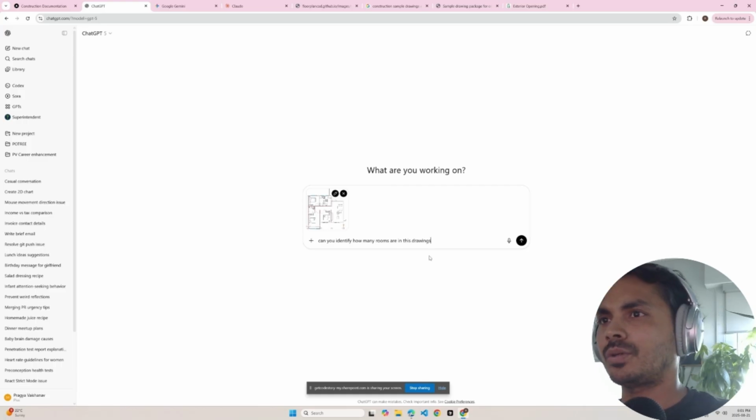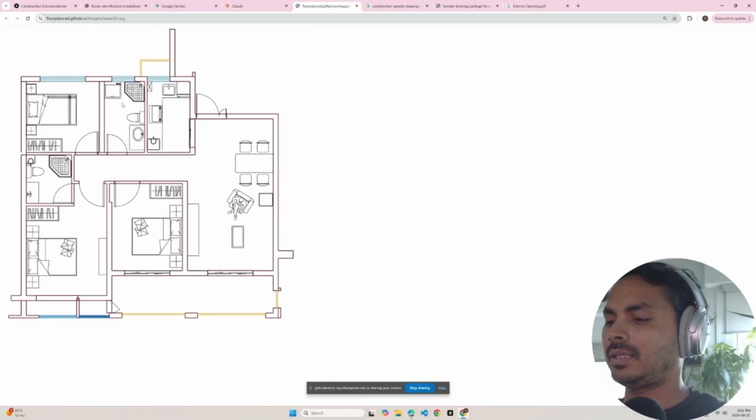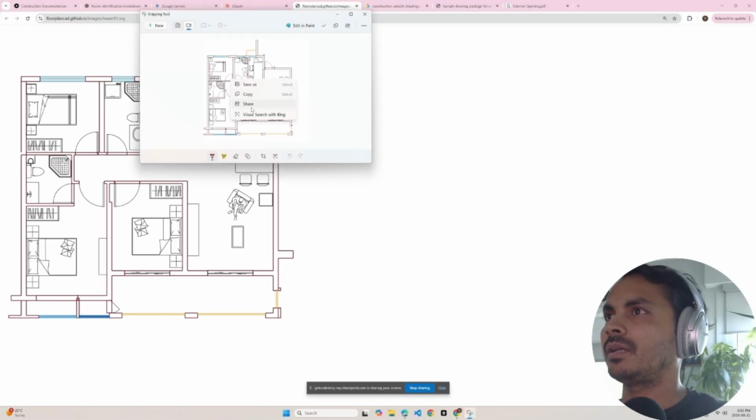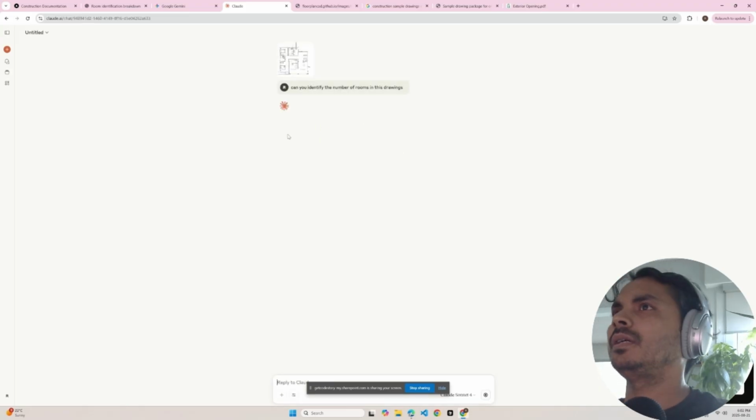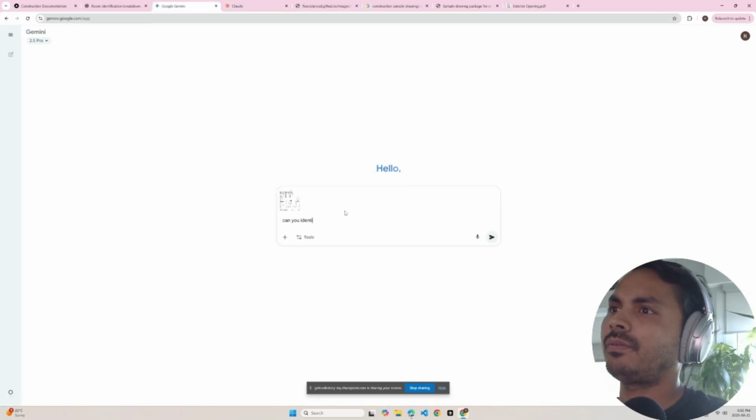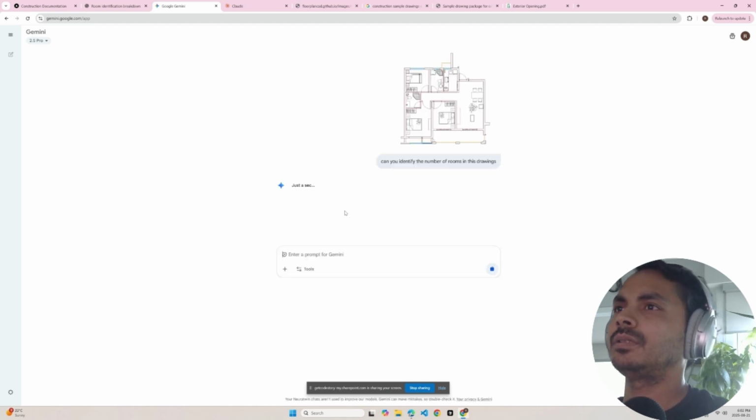Very simple. I'm just going to copy this, and paste it here. I'm going to copy this again, and paste it to Claude as well as Gemini. So in Claude, here goes. Can you identify the number of rooms in this drawing? Very simple. And this is Sonnet 4, so should be good. And here also, can you identify the number of rooms in this drawing? Easy.